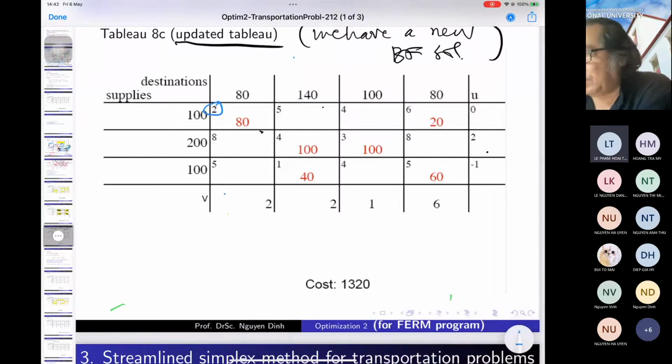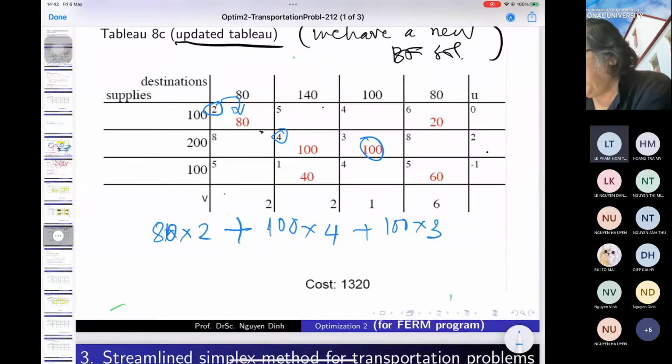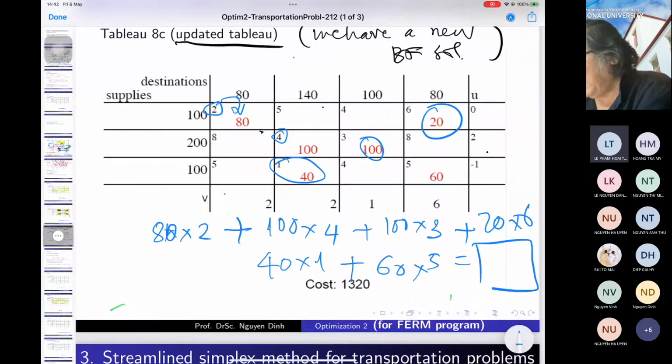Two units for $2, for example. Suppose that is $2 for 1 unit, and $80 is 80 multiplied by 2, plus $4 for 1 unit and 100, so 100 multiplied by 4, plus here 100 multiplied by 3, plus 20 multiplied by 6, plus here 40 multiplied by 1, plus 60 multiplied by 5. And then you have this is the minimum cost.